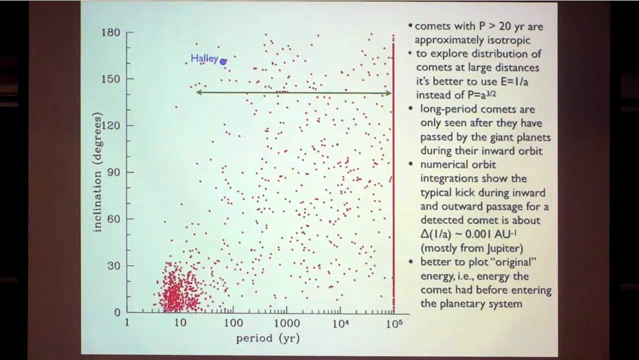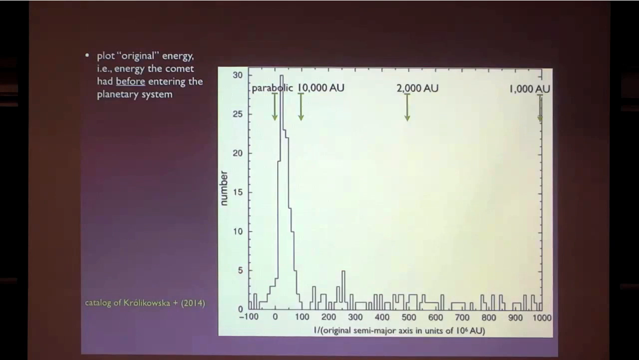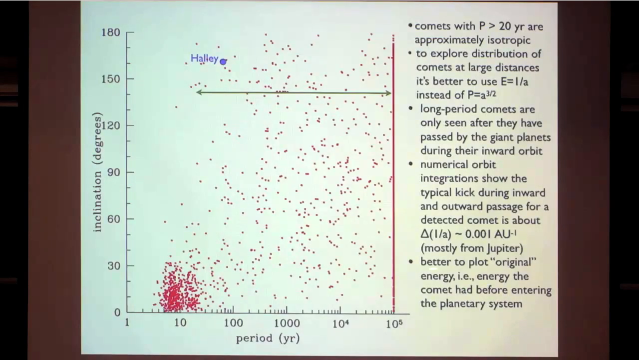So what you have to do is numerically integrate the orbits from where you see them now back out until they're past Neptune, say out at 40 or 50 astronomical units, and measure the inclination, eccentricity and semi-major axis out there before they encountered the planets. And that energy is called the original energy. That is the energy the comet had before it entered the planetary system.